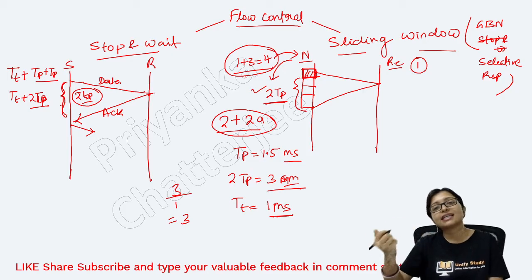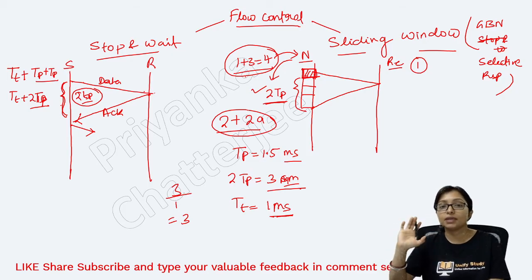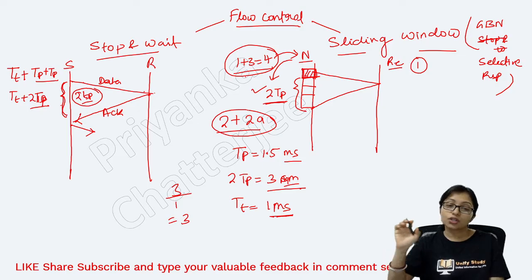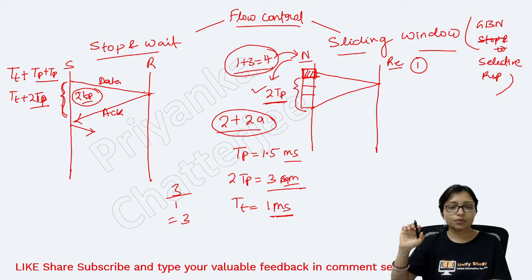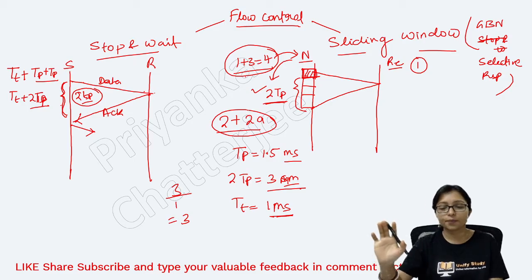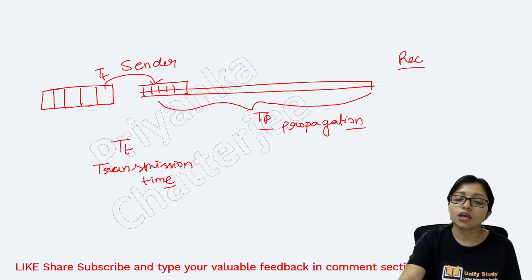A is TT by 2TP, that is A. That is A. TT by TP is A. Okay. So now come to here. Now we will discuss the concept. Actual concept is here. Now go to this numerical.